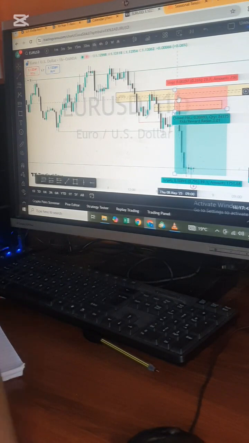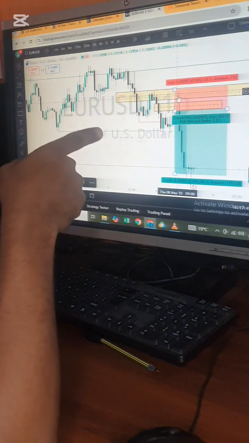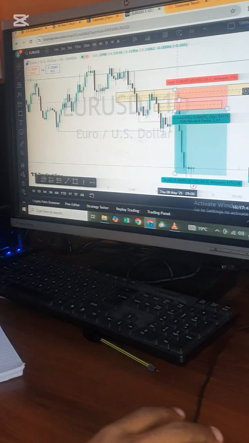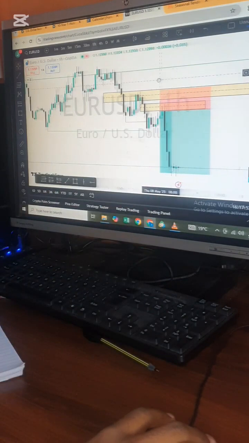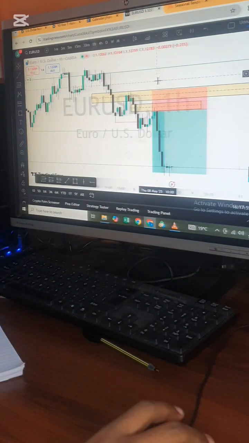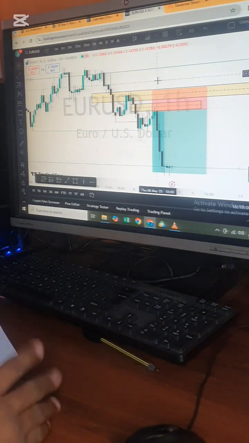There was a news event that was supposed to affect the market, so as I knew the trend and what was happening, I had to take this trade beyond my trading plans. I know most of the time I don't trade the news, but let me show you the news.